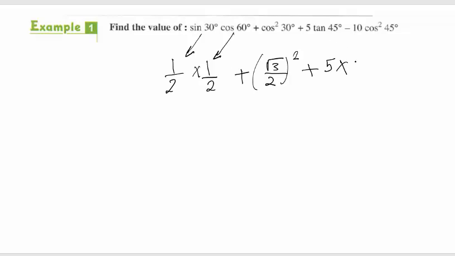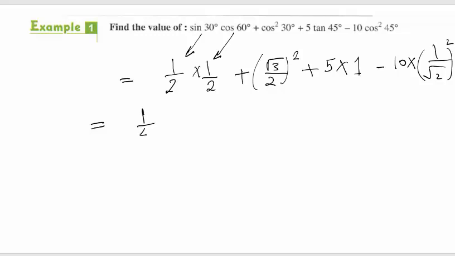What is the value of tan 45? It's 1, minus 10 multiplied by cosine squared 45. As we said before, don't say I will raise the angle 45 to the power of 2. No, please find the value of cosine 45, then after finding this value, square the answer. Cosine 45 is 1 over root 2, so I will put it between brackets and raise it to the power of 2. Let's move to the next step, which is simplifying each part separately.